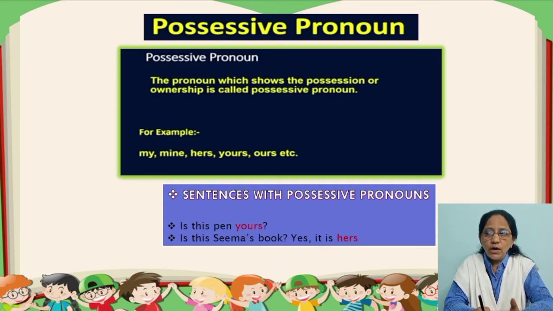Here, yours and hers are the possessive pronouns, showing to whom the pen and the book belong. So, now we have learned all the types of pronouns. So, it is easy for you to solve the exercises in your book.